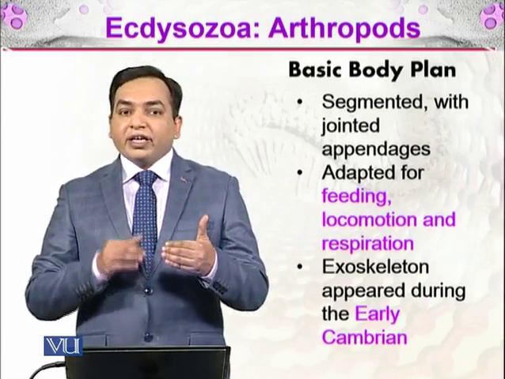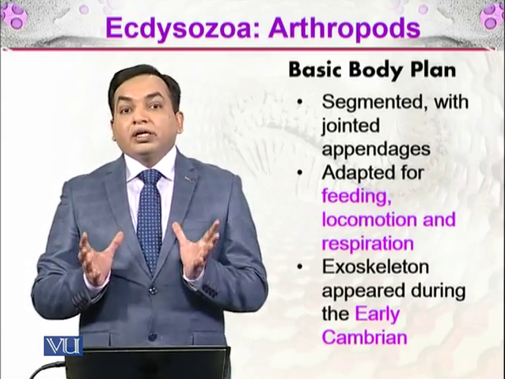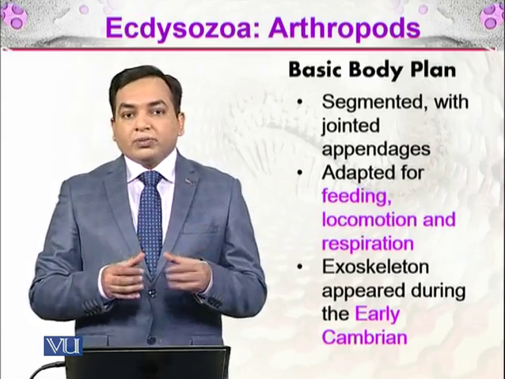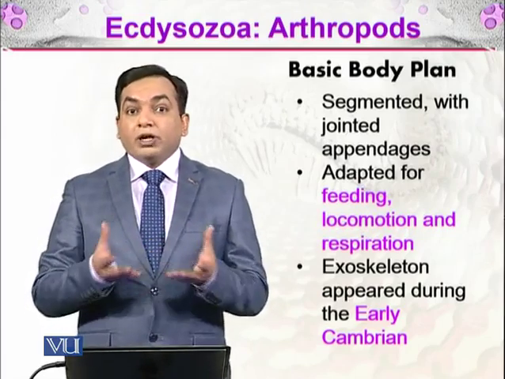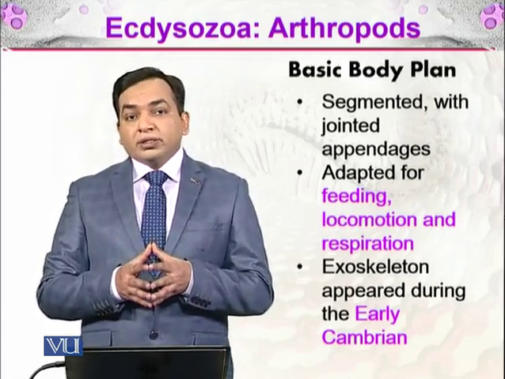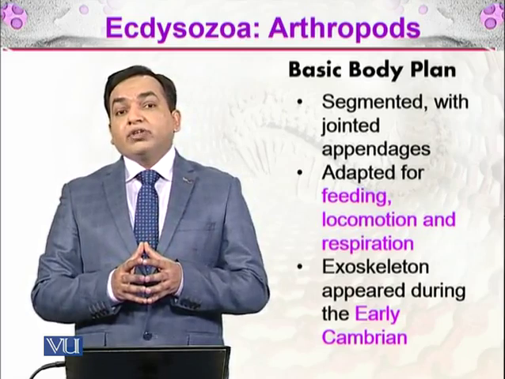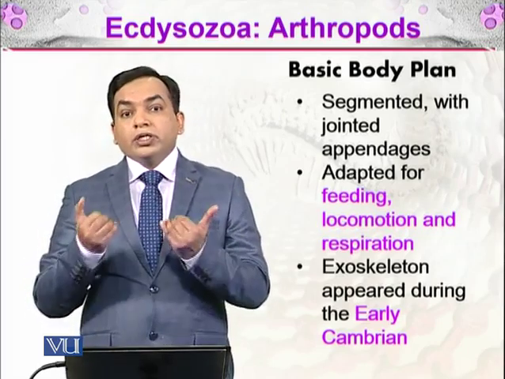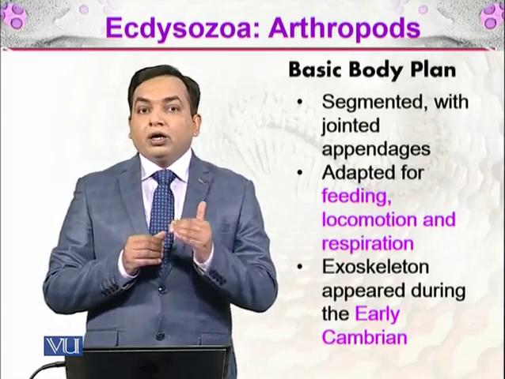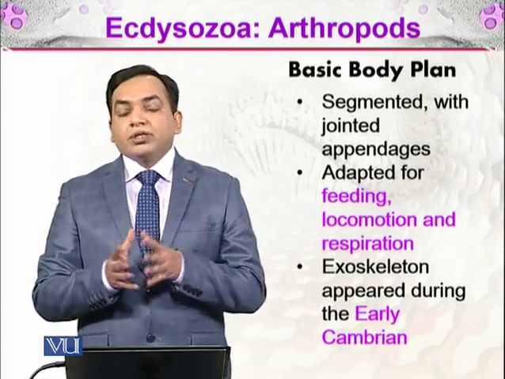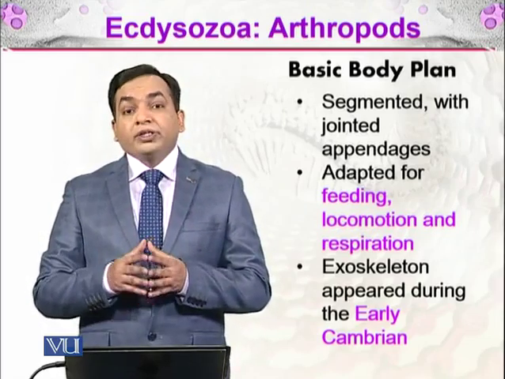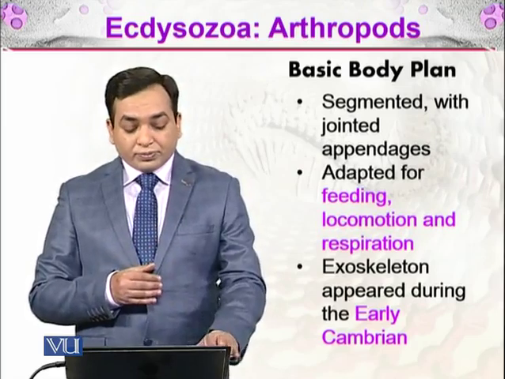Exo means outside, and skeleton means something that gives structure to an organism. For example, we have a skeleton which is made up of bones. It gives us a shape, and so is the case for the insects. Insects have the skeleton on the outside. Inside of the body, all the things are very, very soft. They cannot have some supportive structure inside. And that appeared during the early Cambrian in the arthropods.